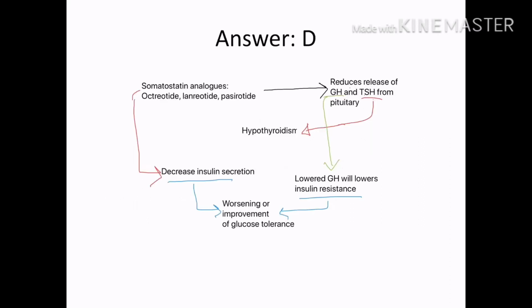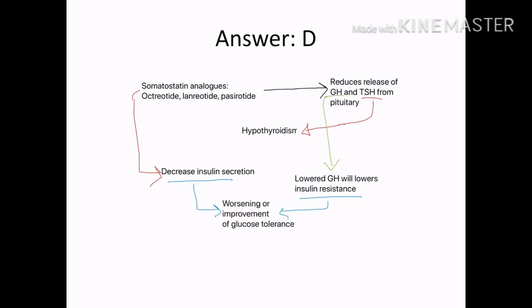Why? Now, if you look here, you will see that somatostatin analogs, which include octreotide, lanreotide, and pasireotide, reduce release of growth hormone and TSH from the pituitary. Now, as it reduces the release of thyroid stimulating hormone from the pituitary, it can lead to hypothyroidism eventually.